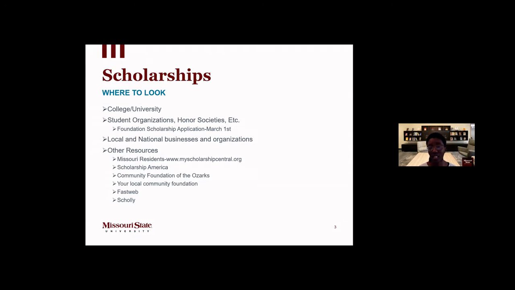So if you log in and click under the student tab, you should see a box that says My Financial Aid. In that box, you'll see a link to the Foundation Scholarship application. If that's something that you want to apply for, I always suggest you try to get that done before the March 1st deadline. We still have about 3 or 3.5 weeks left before that closes.